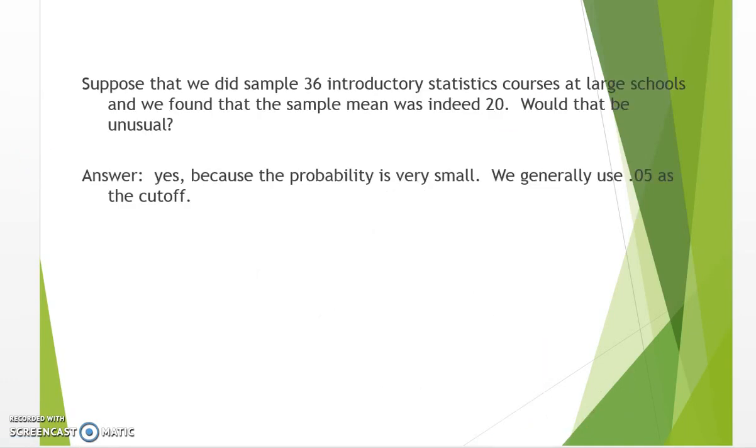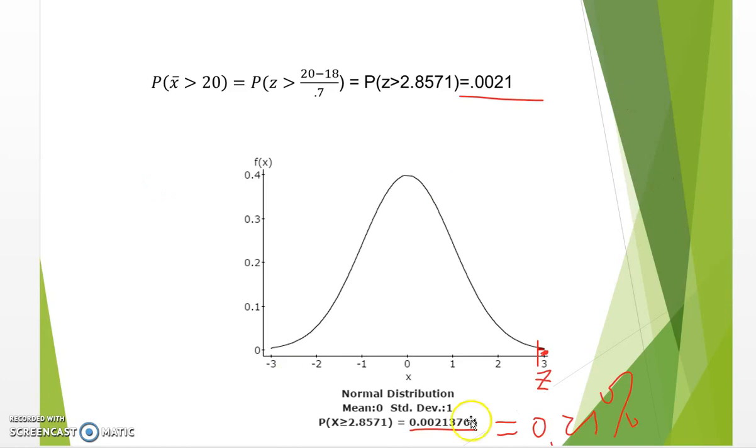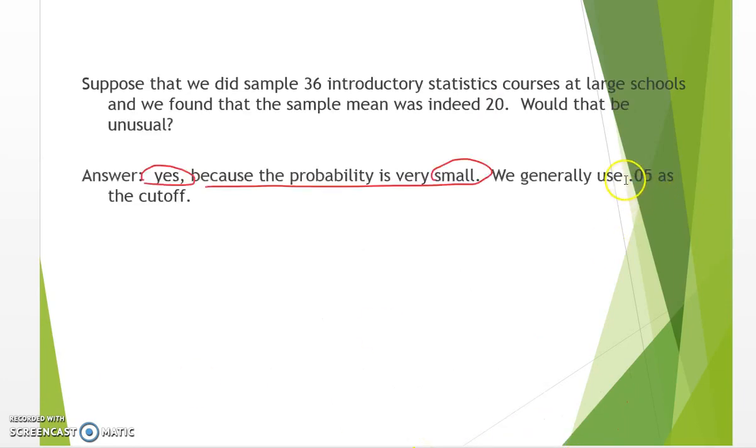So suppose we did a sample of 36 introductory stats courses, and we found the sample mean was indeed 20. Would that be unusual? Yes, it will be unusual because, as we computed, the probability is very small. This probability is 0.0021, which is 0.21%. This is less than 5% as the cutoff probability for rare events, and therefore we say this is unusual.